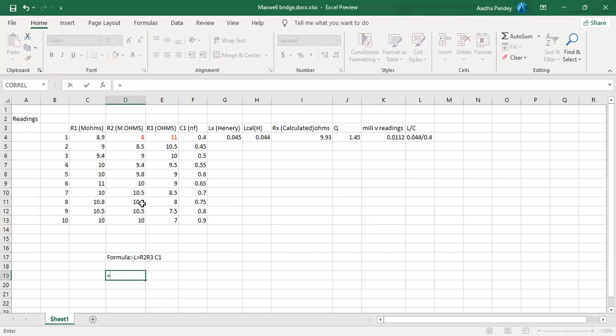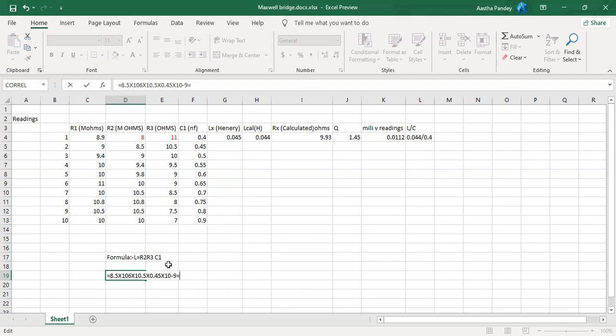Now we know what your R2 value is. Let us take the second reading. R2 value is 8.5 mega ohms, that is 10 raised to 6. Then multiply this 8.5 mega ohms with R3. So R3 is 10.5 ohm. And then multiply this with 0.45. It is nanofarad. Nanofarad means times 10 raised to minus 9.